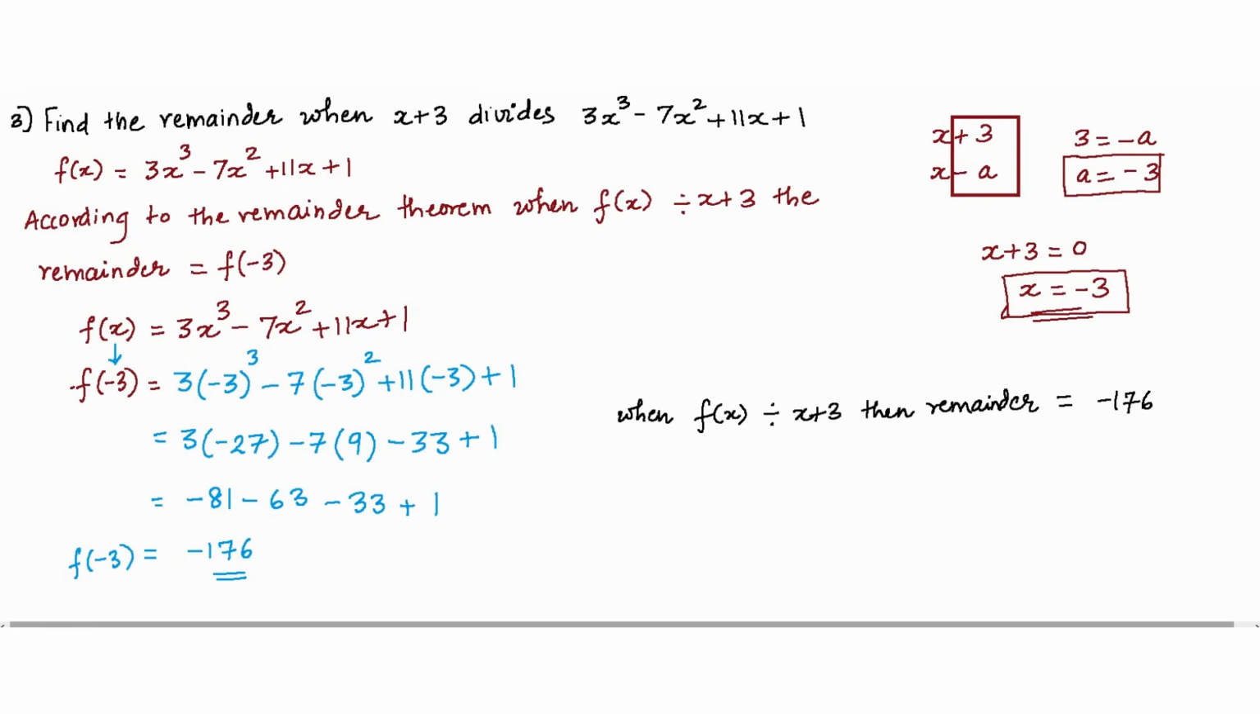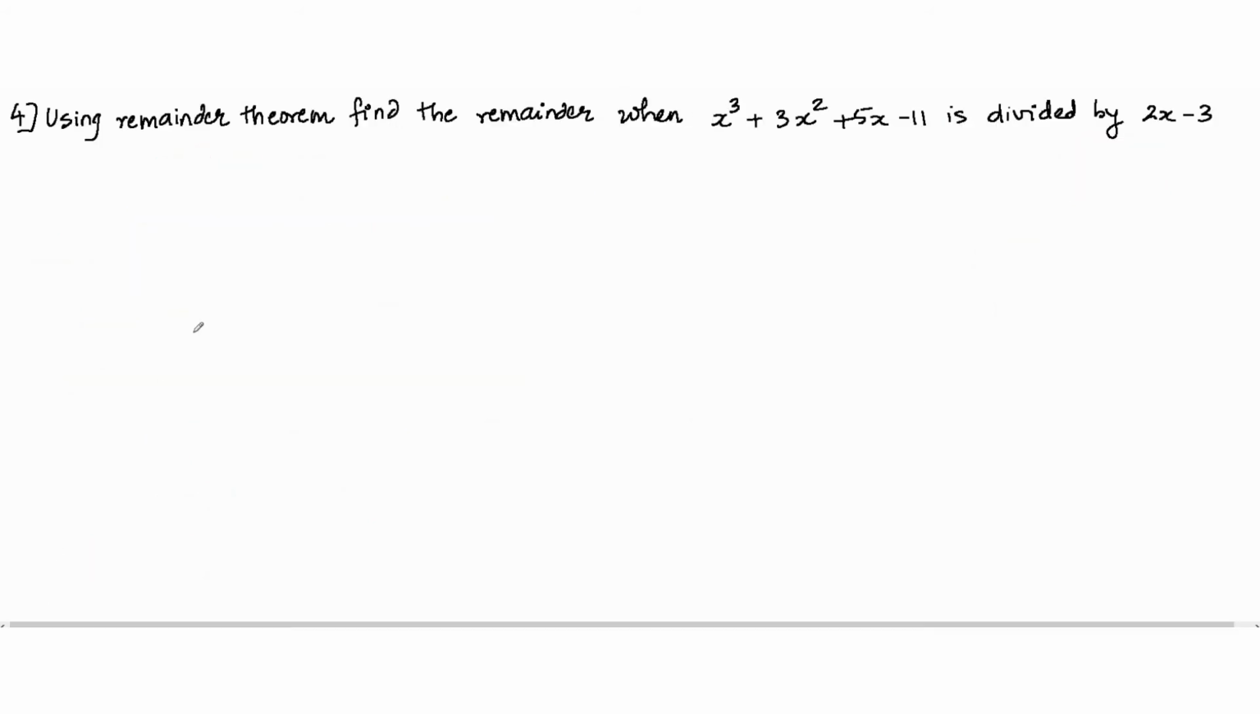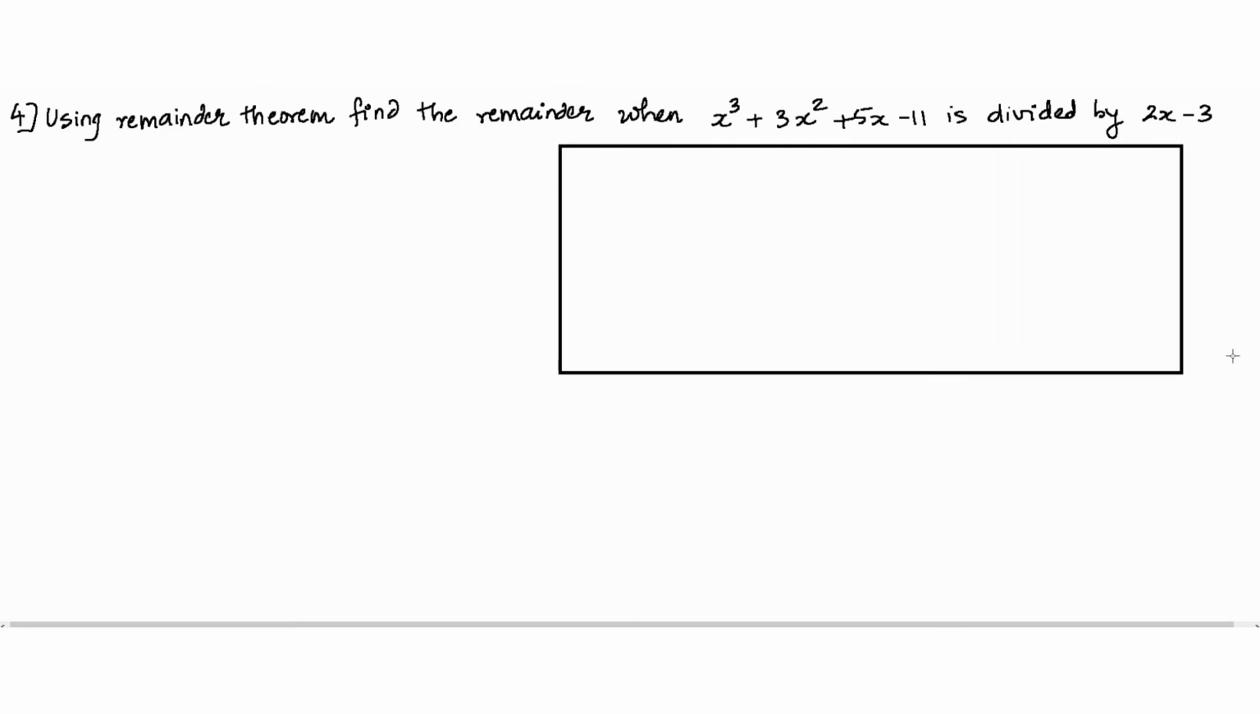Okay, let us take up the next question now. Okay, let us now consider this question. Using remainder theorem, find the remainder when x cube plus 3x square plus 5x minus 11 is divided by 2x minus 3. Now, if you all remember the remainder theorem, let us state the remainder theorem one more time over here.